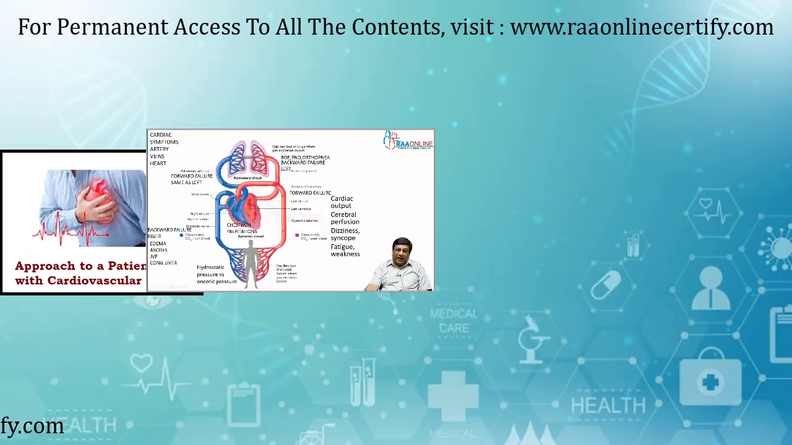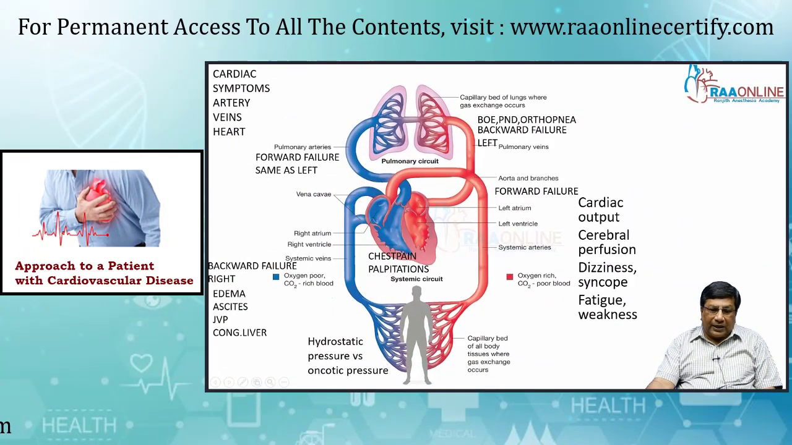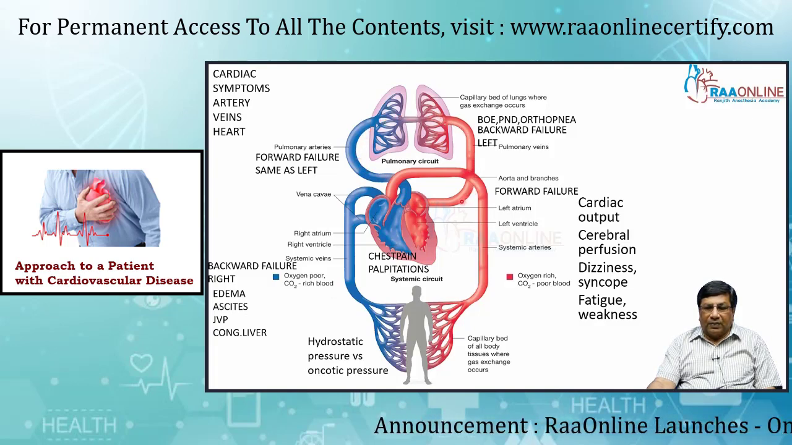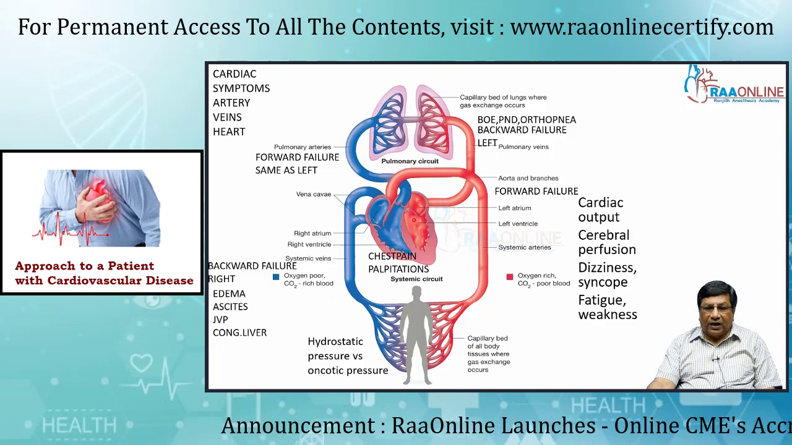So this single slide will sum up the entire aspect of the cardiac physiology. So let's look at this heart. You can see this is the pulmonary circuit where you get the pulmonary artery taking the deoxygenated blood, and oxygenated blood is coming to the pulmonary veins, the left heart.